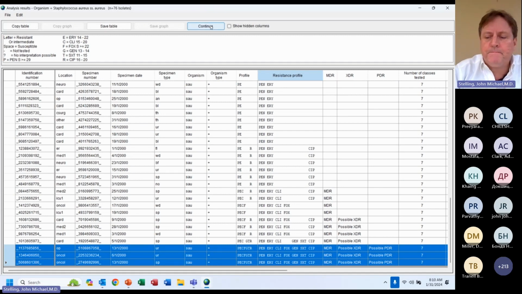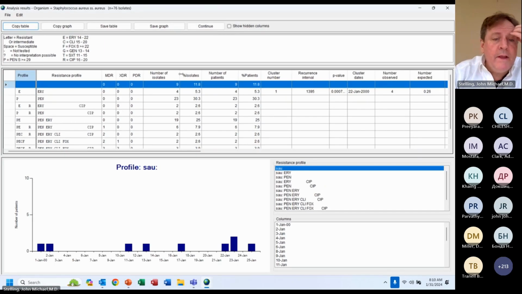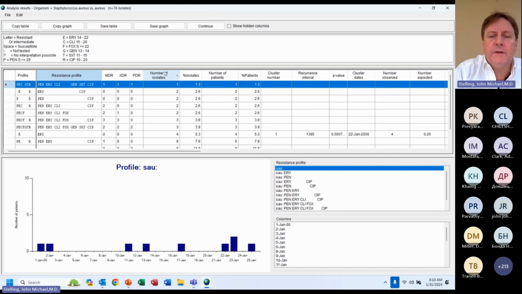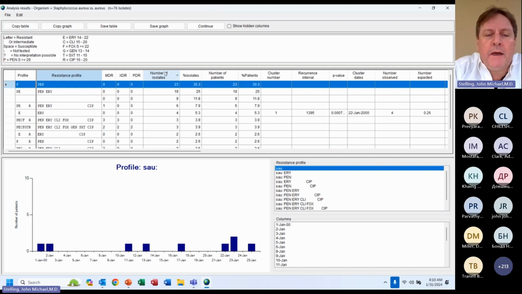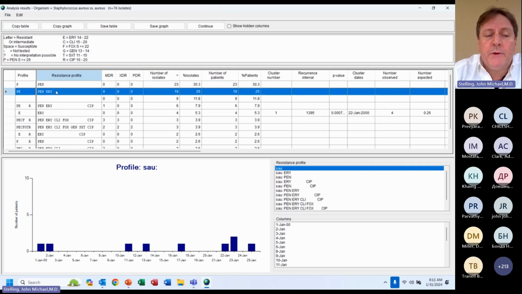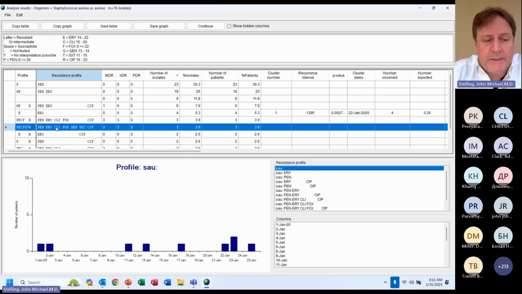Now going to click on Continue. And here I can see the distribution of all of the resistance phenotypes. Here at the number of isolates, I click once, I click again. The most common phenotype in this database is Staphylococcus aureus resistant to 1 drug, penicillin, followed by resistant to 2 drugs, penicillin and erythromycin. Here's that example we just discussed, where we have 3 isolates from 3 people resistant to these 7.